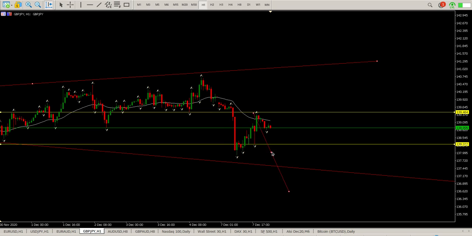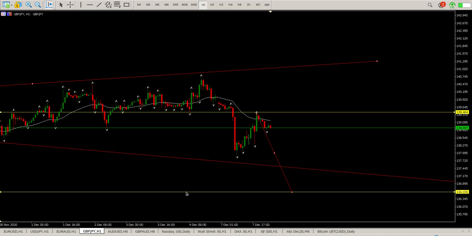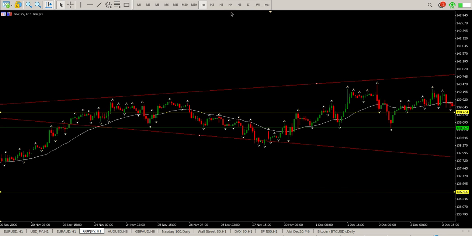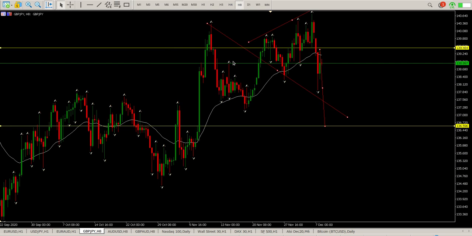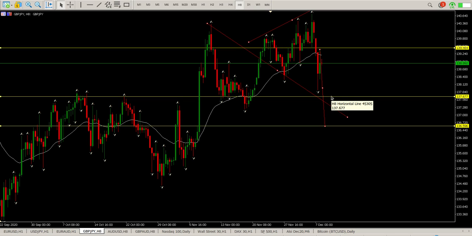Let me just get that. So that is possible. Let's just see that. Look at that on the hour. Yeah, that would be possible, but obviously we would need to get through this area of support here, and you can see how strong that is. So that would be my first target, the downside, 137677.